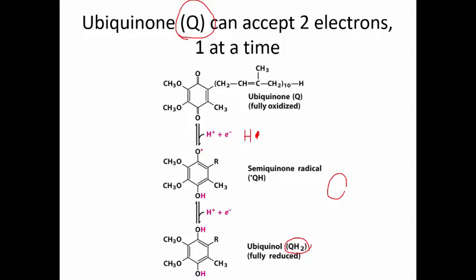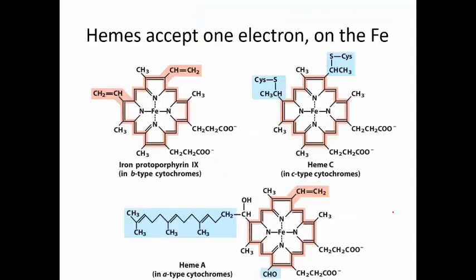So what we're mostly going to talk about is Q to QH2. We should say plus 2 hydrogens over here. Again, these hydrogens can come from various places, but we're not implying where they come from. So don't worry about the semiquinone radical. You should definitely know that this is the oxidized form and this is the reduced form.